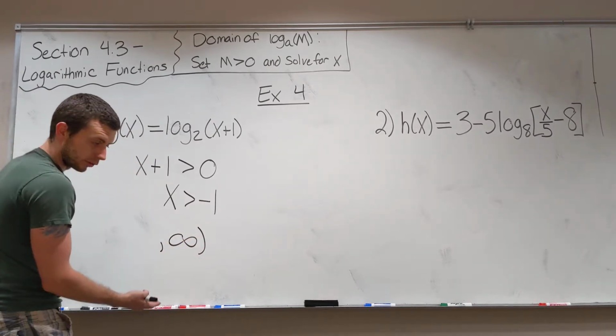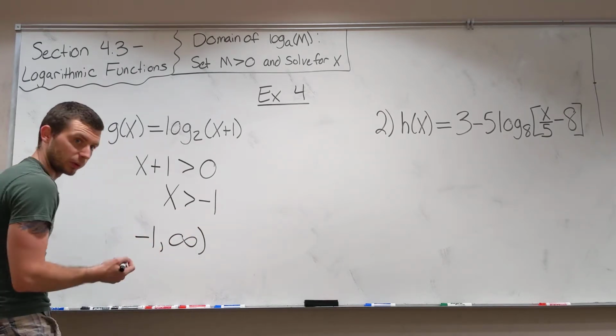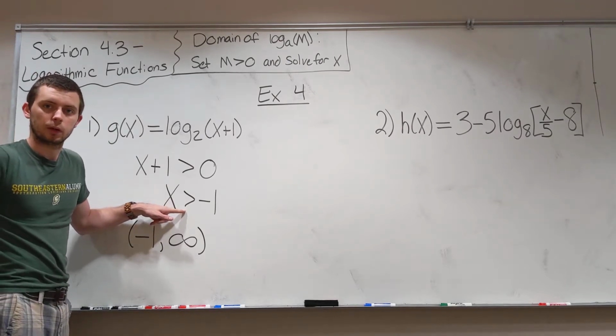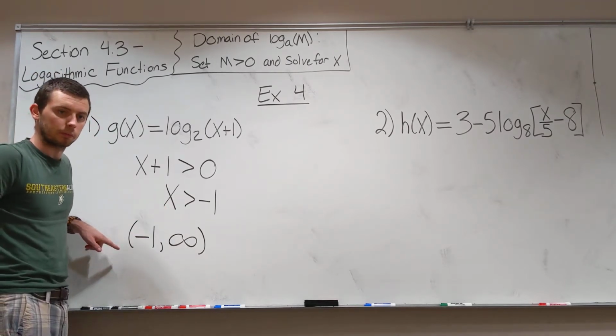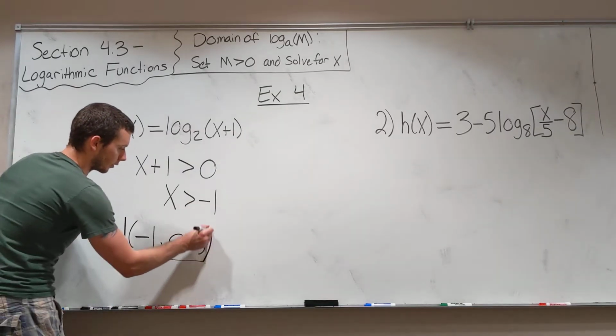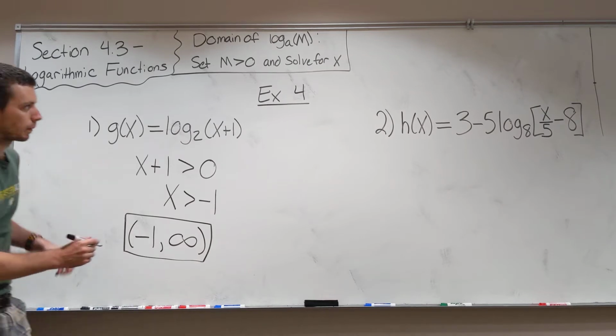Infinity always gets a parenthesis. -1's on the other side. And we use a parenthesis as well, because this is strictly greater than. There's no equal to component. If there's equal to, we put a bracket. But actually, this would be the answer for this problem. That's it. That's all we have to do for this.